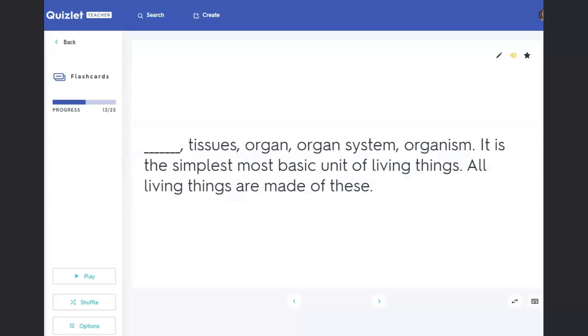Cells. Blank, tissues, organ system, organism. It is the simplest, most basic unit of living things. All living things are made of these.